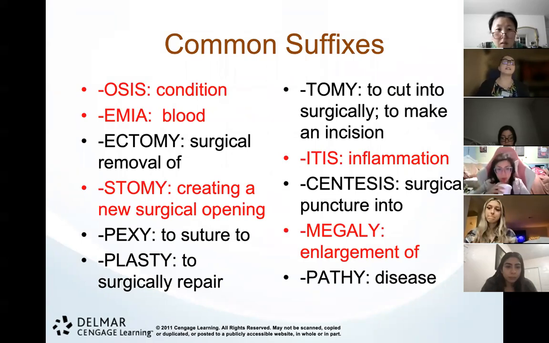All right, now we're going to get into the common suffixes. And once I'm done with all of these examples, I'm also going to go over actual combining words where you can see it all come together.